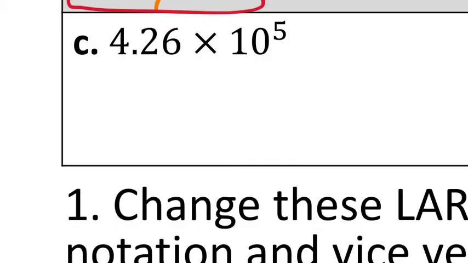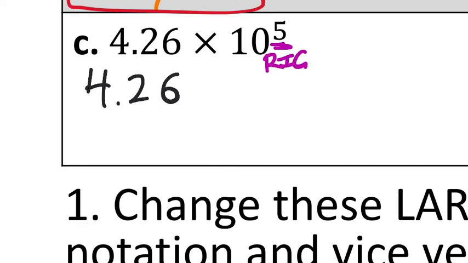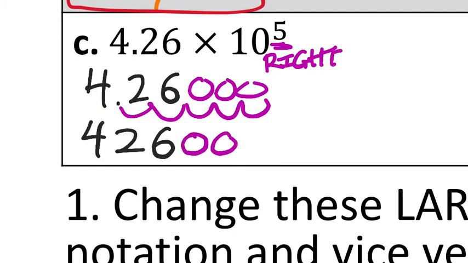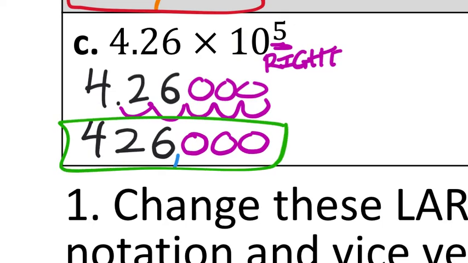All right, part C, let's write the decimal, 4.26. But our exponent being 5, positive specifically, means we're going to move the decimal to the right 5 times. So that'd be 1, 2, 3, 4, 5. Any empty place values get zeros. So we end up with 4, 2, 6, and 3 zeros, which, from what I can see, makes that 426,000 right there.